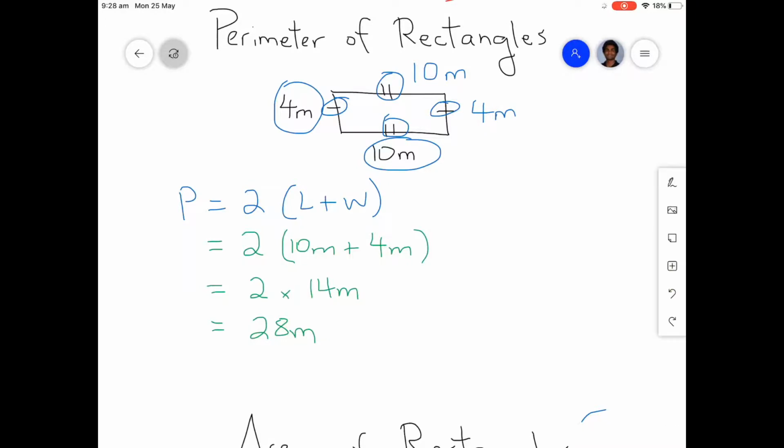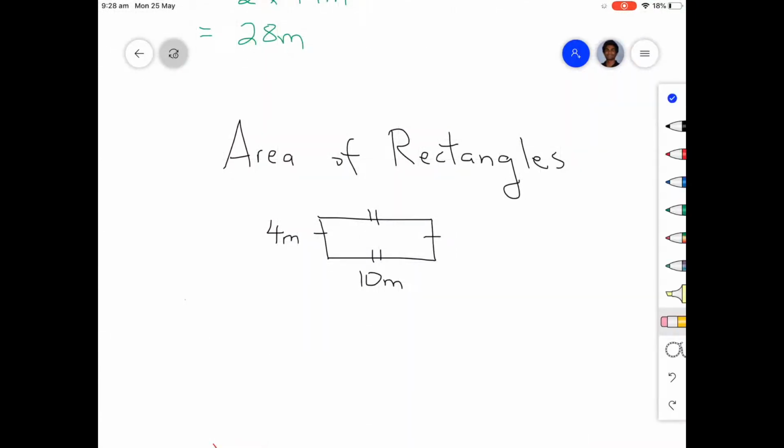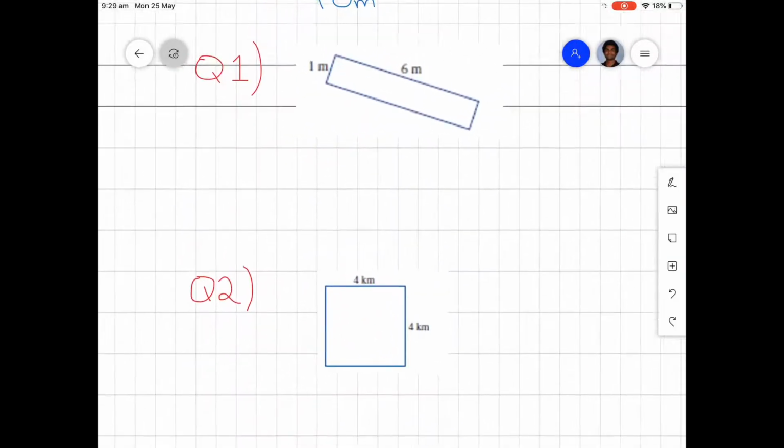Now, using that same rectangle, let's have a look at the area. And the area of a rectangle is quite simple. The formula is just the length of the rectangle times the width. And using that same example, our length was 10 meters and our width was 4 meters. So our answer, very simply, is just 40 meters squared. So those were 2 examples of how to calculate the perimeter and area of squares and rectangles. We're now going to look at some more worked solutions.